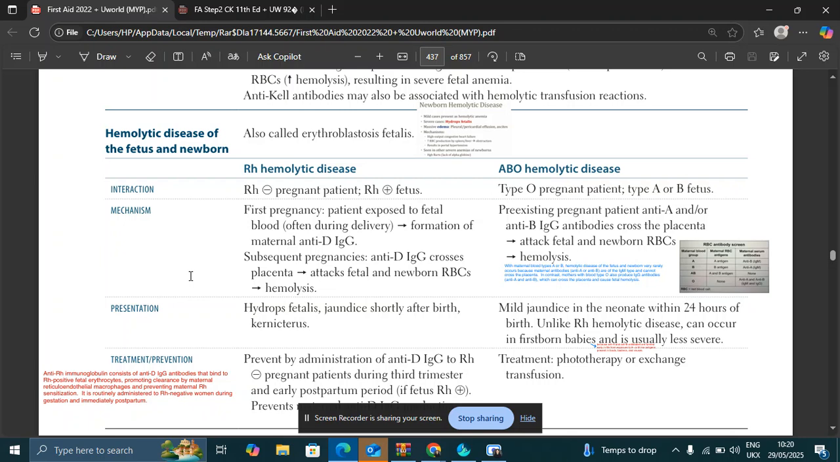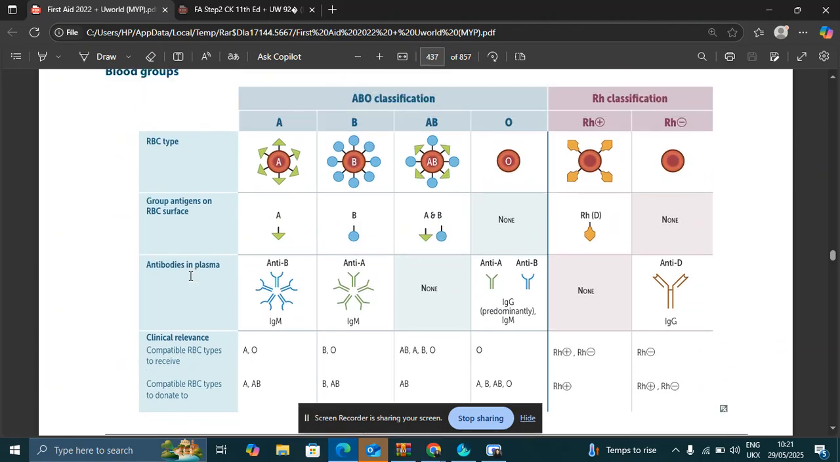Now let's talk about Rh hemolytic disease of the newborn. It happens whenever there is an interaction with Rh negative maternal blood. In this disease, the maternal blood type would be A or B with Rh negative. Rh negative means, look at this chart, there will be no RHD antigen on the RBC surface, but in the maternal plasma, anti-D IgG antibodies will be present.